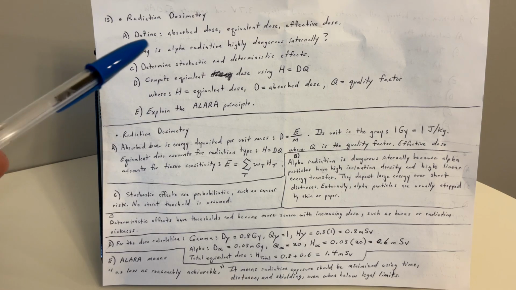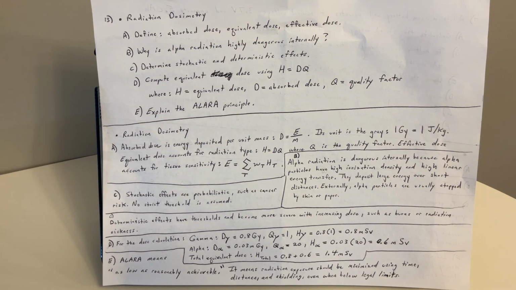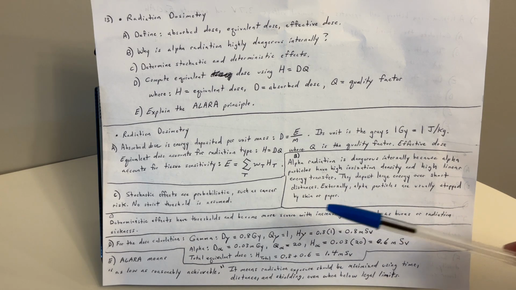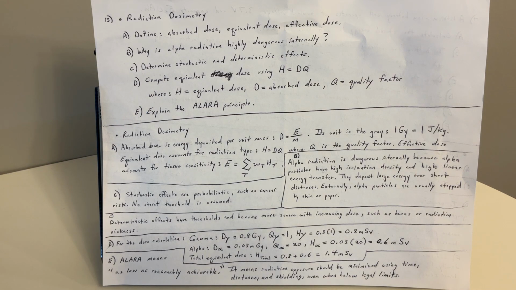Letter B, why is alpha radiation highly dangerous internally? Alpha radiation is dangerous internally because alpha particles have high ionization density and high linear energy transfer. They deposit large energy over short distances. Externally, alpha particles are usually stopped by skin or paper. Part C, determine stochastic and deterministic effects.